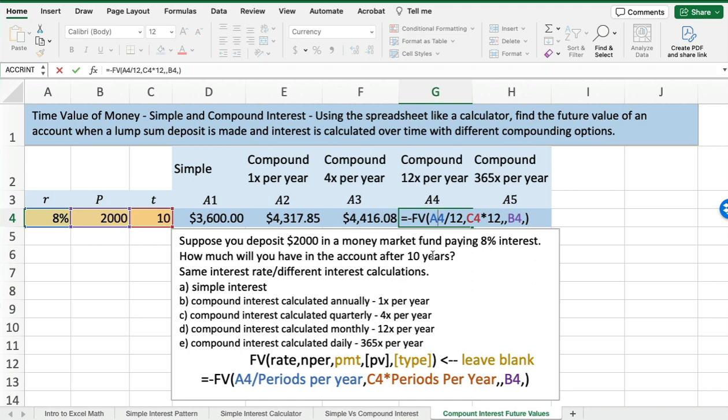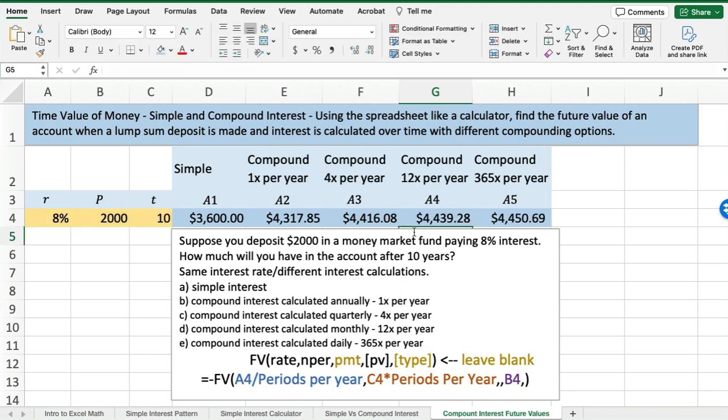Under column G, we're going to calculate this using the same built-in function. We're going to calculate if the compounding is happening 12 times per year, or monthly. So this is monthly compounding. So we have negative FV parenthesis A4 divided by 12 comma C4 times 12 comma B4 comma close parenthesis. And that's in column G.